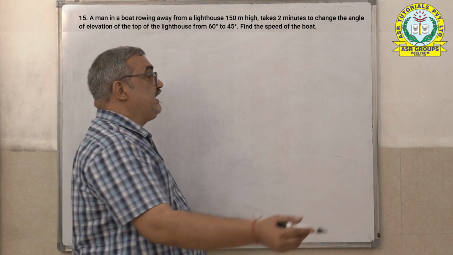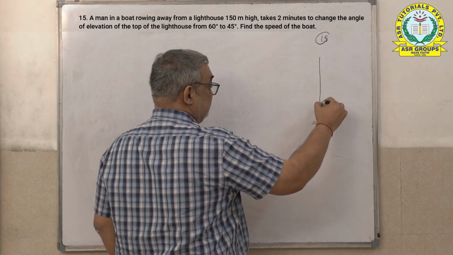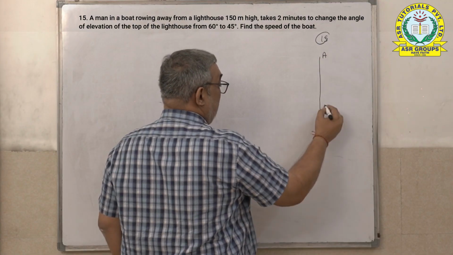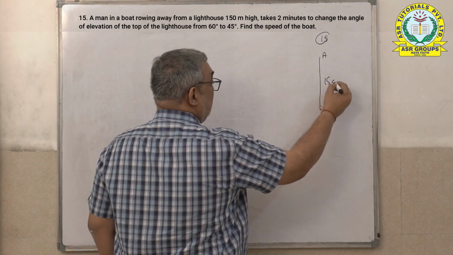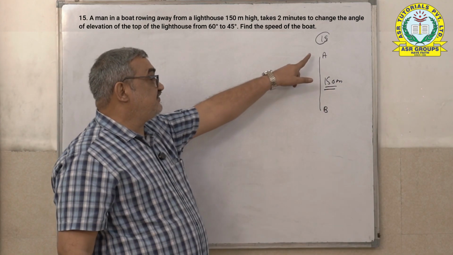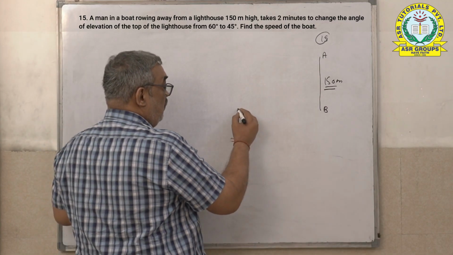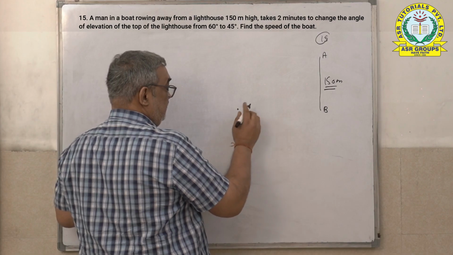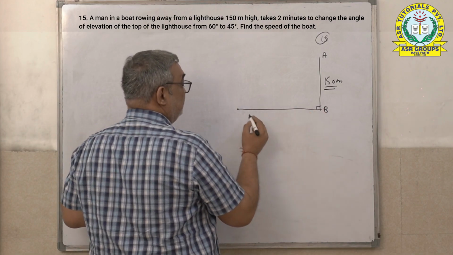Sum number 15. This is a tower, which is 150 meter high. A person is sitting here. He saw one boat here. The boat was coming towards the tower.